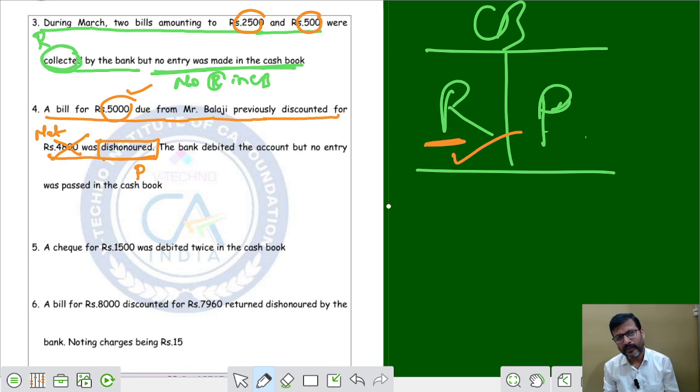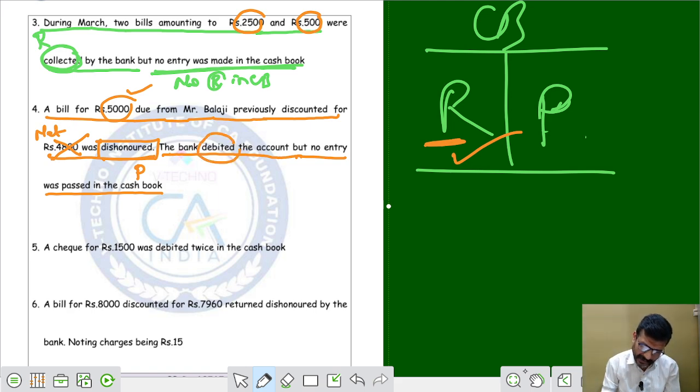For the gross value, if the banker makes any noting charges, those noting charges are supposed to be added to the gross number. The bank debited the account, but no entry was passed in the cash book. You can do the solution from two angles. One, the bank debited means we have to take it directly on the credit side.